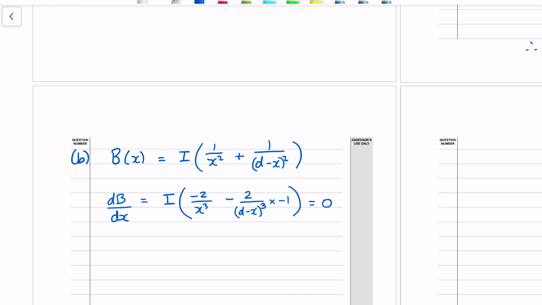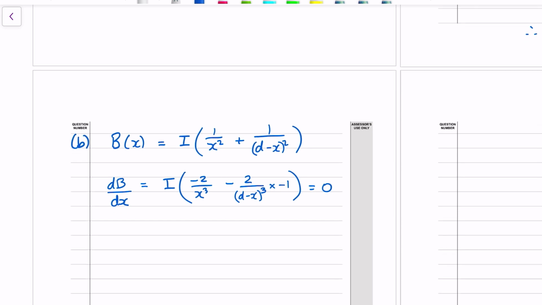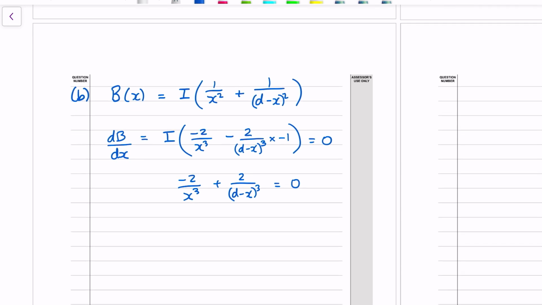Okay, we'll make that equal to 0. Now, the intensity is not 0. I is not 0, otherwise we'd have no brightness at all. So we're wanting to solve the bracket equal to 0. That will be minus 2 over x cubed plus 2 over d minus x all cubed equals 0. Don't expand the cubic again. Just rearrange it. We've got only 2 terms, which means we can just keep rearranging. Cross multiplication. Divide both sides by 2.